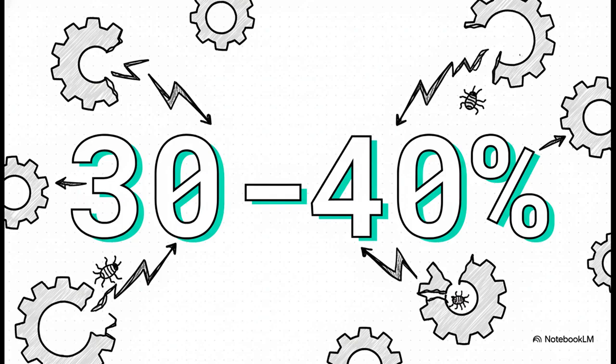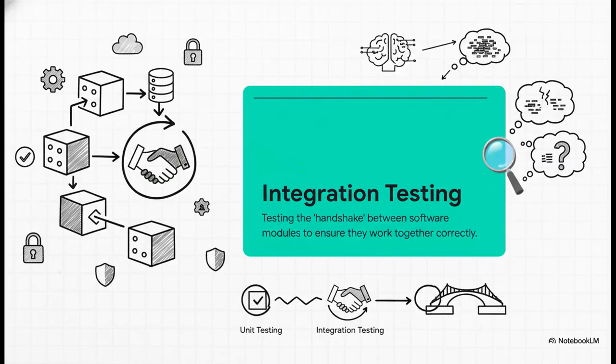So let's start with a number, a big one, 30 to 40%. What's that, you ask? Well, that's roughly how many bugs you see out in the real world, and they're not hiding inside a single component. Nope. They're lurking in the cracks, in those gaps between the different pieces of software. And that, my friends, is exactly where integration testing comes in.